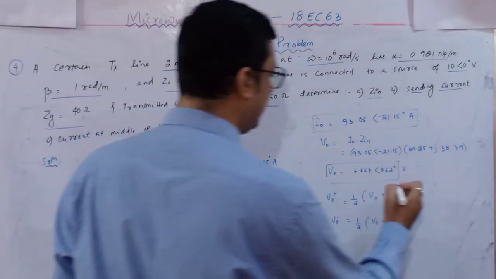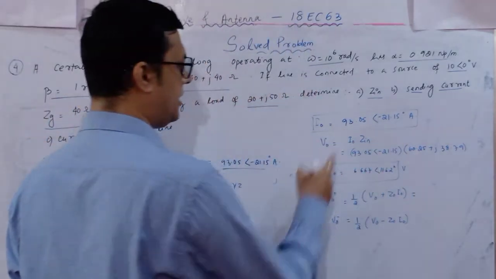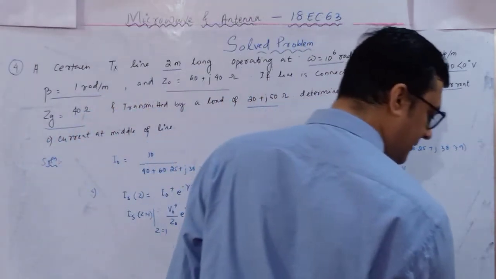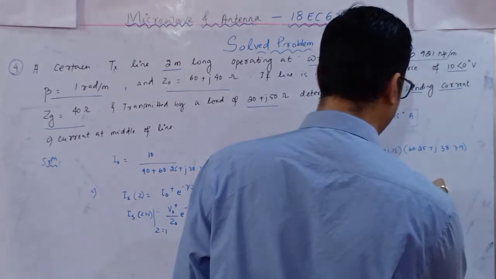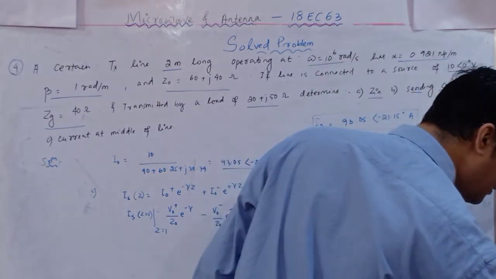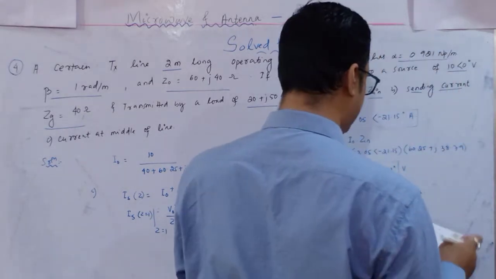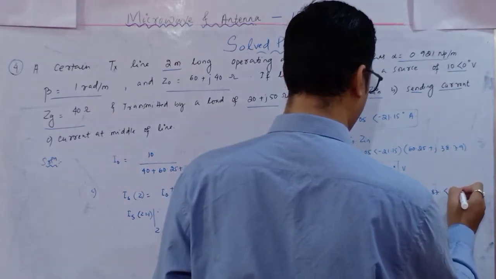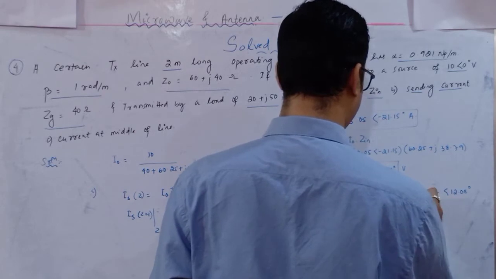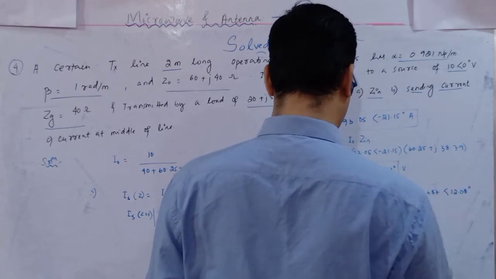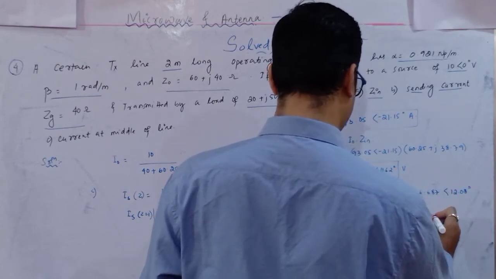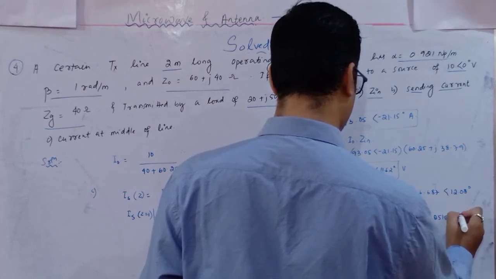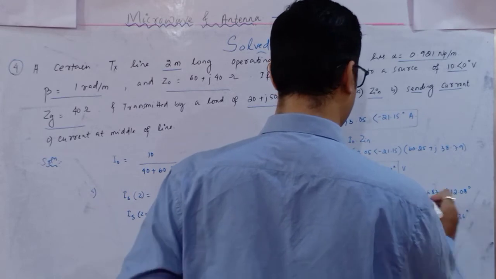So if you solve this, V0, I0, Z0, whatever is given, substitute here, you will get V0+ as 6.687 angle 12.08 degree, and V0- is 0.0518 angle 26 degree.